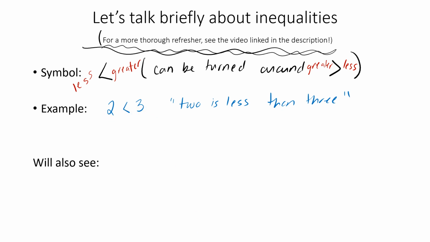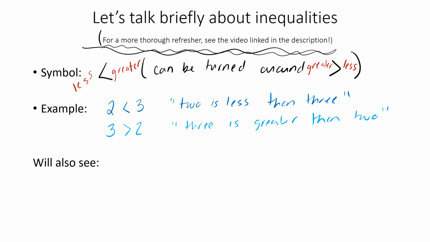We don't normally read from right to left. If we were going to read that, we would probably just rewrite it like that, and we would say 3 is greater than 2.